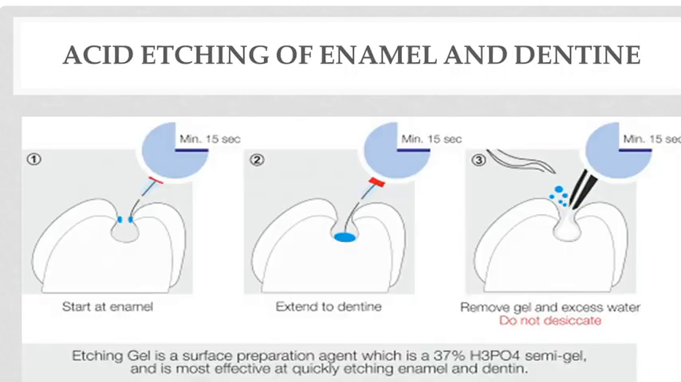dentin. Let's see again. Here we start with the enamel. This is the acid etching of the enamel for 15 seconds, and then we extend to the dentin, for 15 seconds, and then we wash it with excessive water to remove the gel. So here this is the first step after preparation to remove the smear layer.